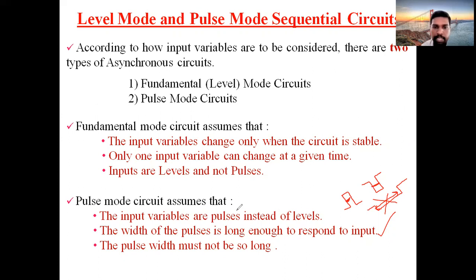And remember that here the input variables are pulses, but here the input variables are levels. Here the input variable changes at a given time, but here it will be changes with respect to the pulse width. And here the input variables change only when the circuit is stable, but here it will be changes to the pulse width, where the pulse width must not be so long.